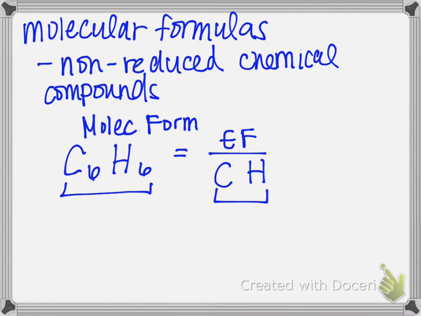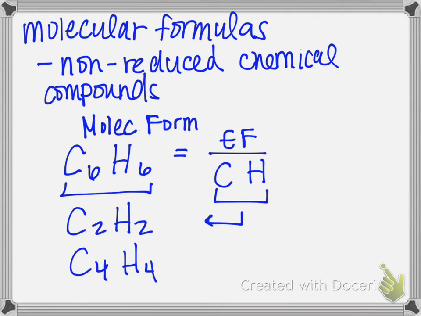That's really it. Okay, so another molecular formula for this empirical formula could have been C2H2 or C4H4, right? Any version of CH that keeps the ratio of 1 to 1 would be a molecular formula of CH. Does that kind of make sense? As long as it's got the same ratio, it would be a molecular formula of that same empirical formula.